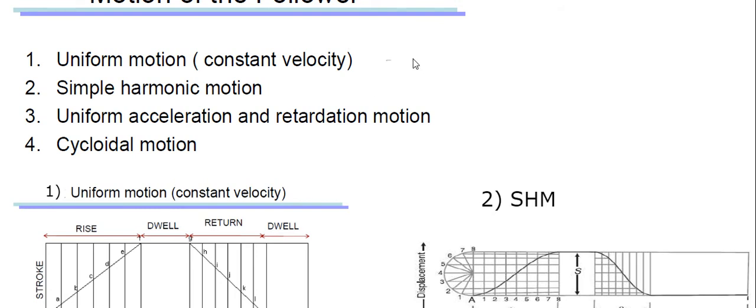First one is uniform motion, that means constant velocity. Then what we call SHM, simple harmonic motion. Then what we call UARM, that is uniform acceleration and retardation motion. In short, we will call it UARM. And last one is cycloidal motion. So for all these, you have to learn how to draw the displacement diagram.